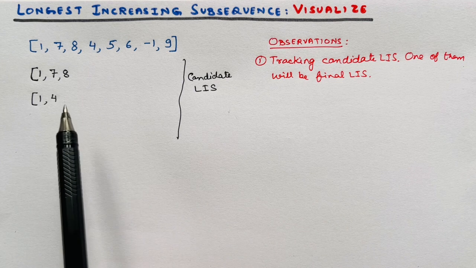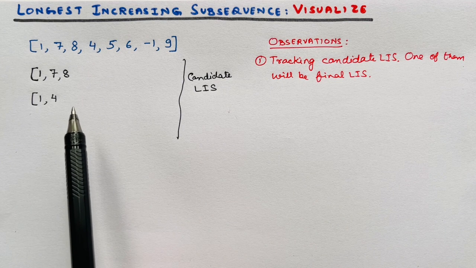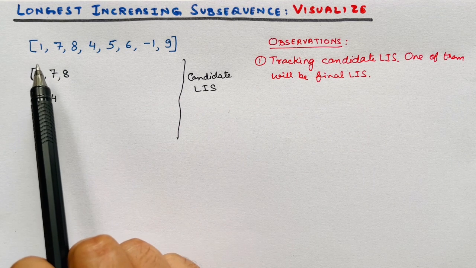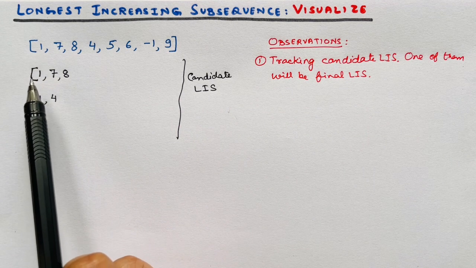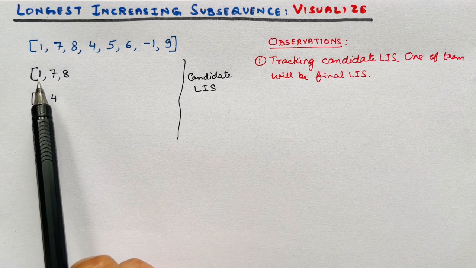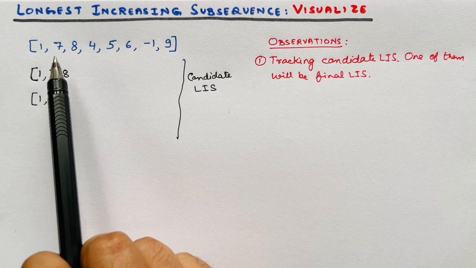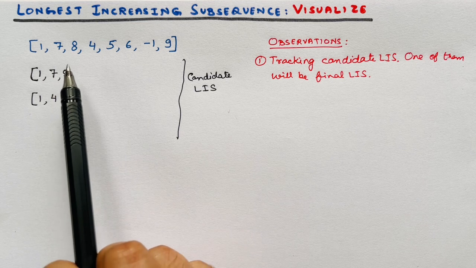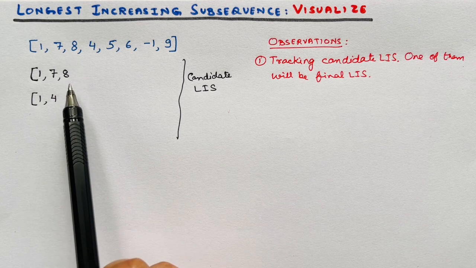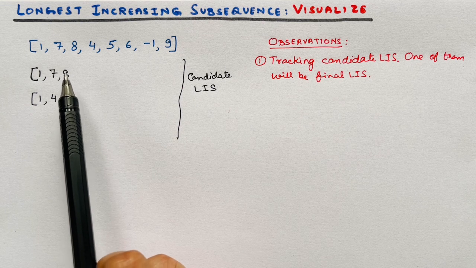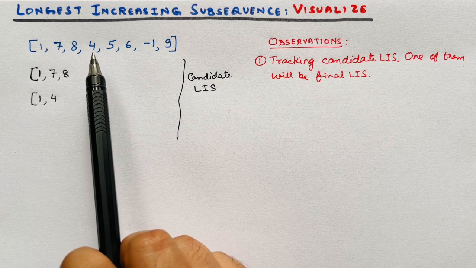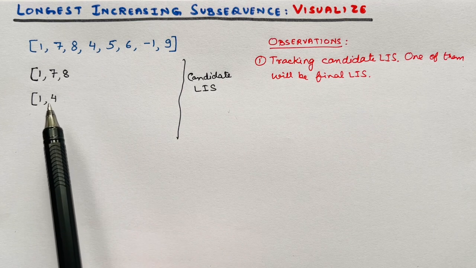Now let us see what we are essentially doing with every element as we pick it. We are basically forming LIS ending at that element. First of all, we picked 1. At that time, LIS ending at 1 was just 1 and its length was 1. Then we picked 7. At that time, LIS ending at 7 was 1, 7 and its length was 2. Then we picked 8. At that time, LIS ending at 8 was 1, 7, 8 and its length was 3. Then we picked 4. At that time, LIS ending at 4 was 1, 4 and its length was 2.